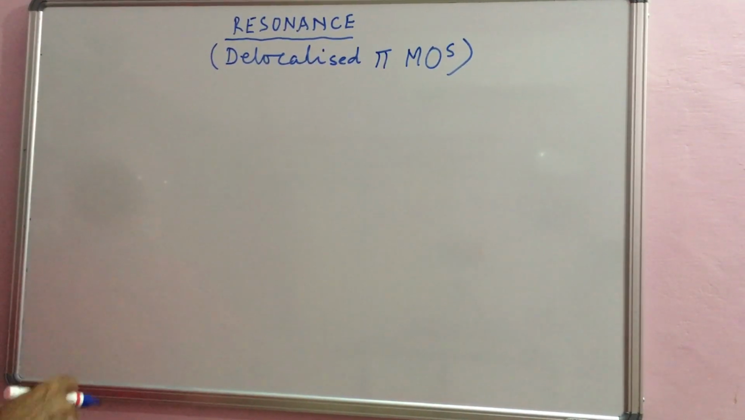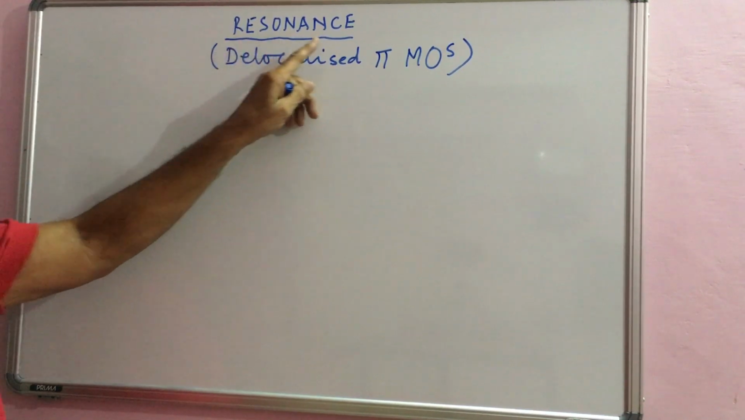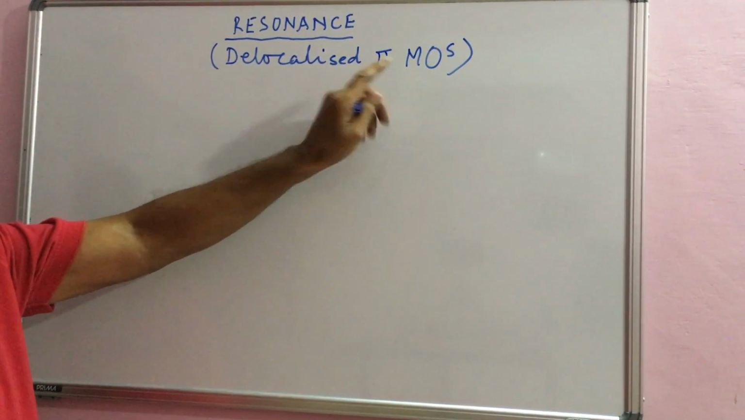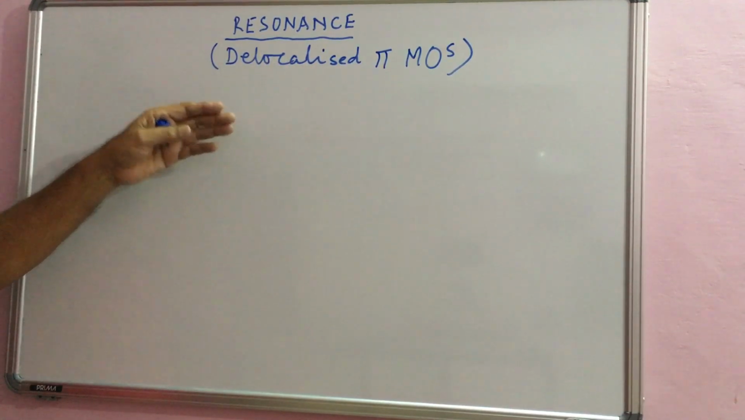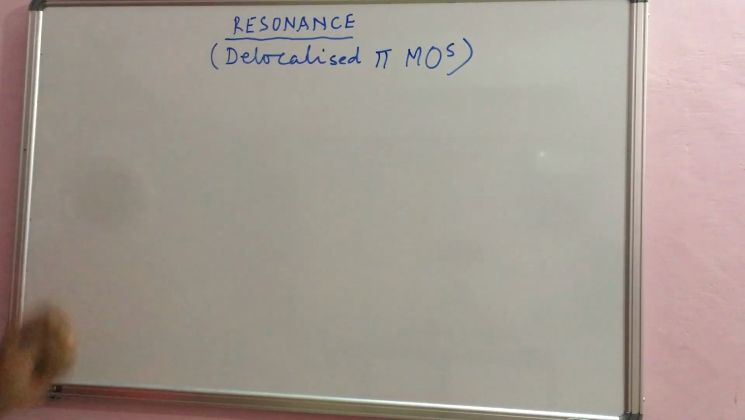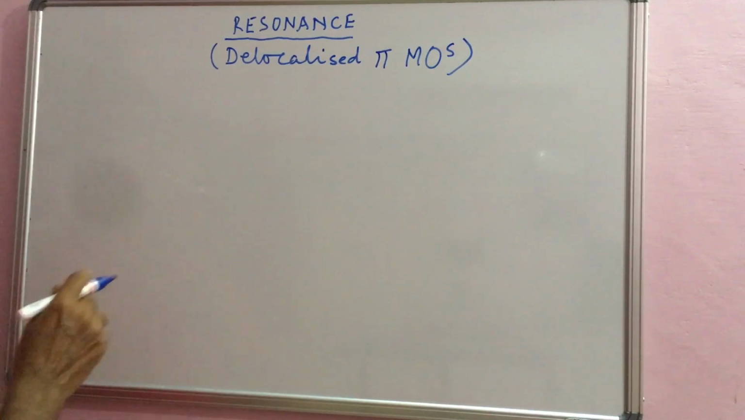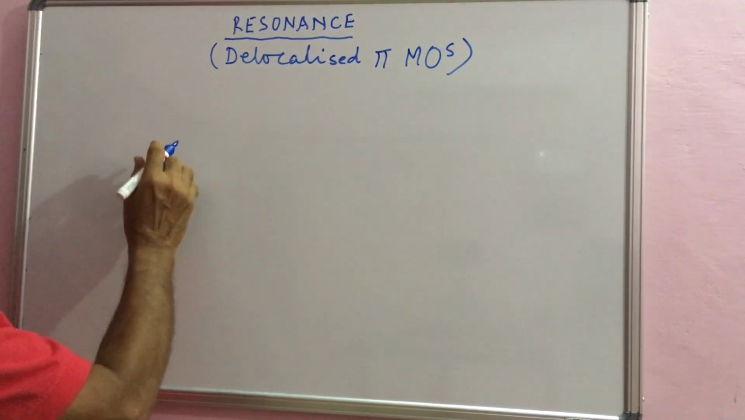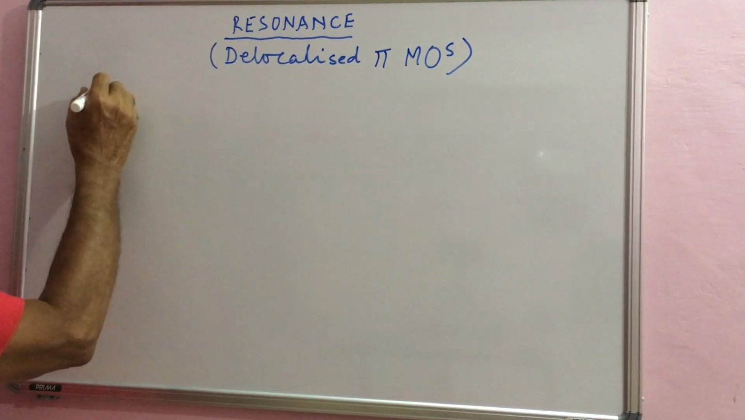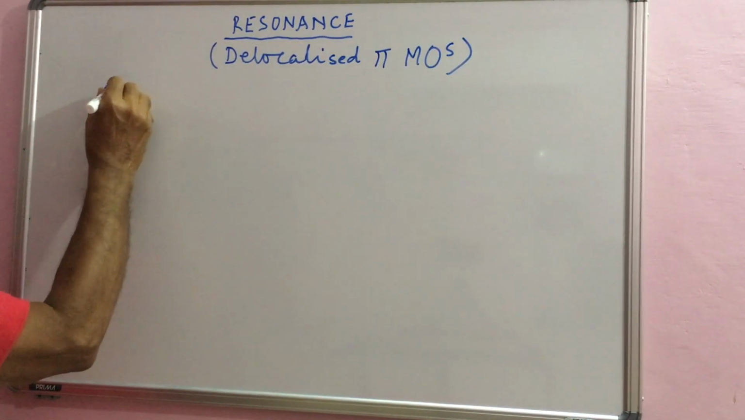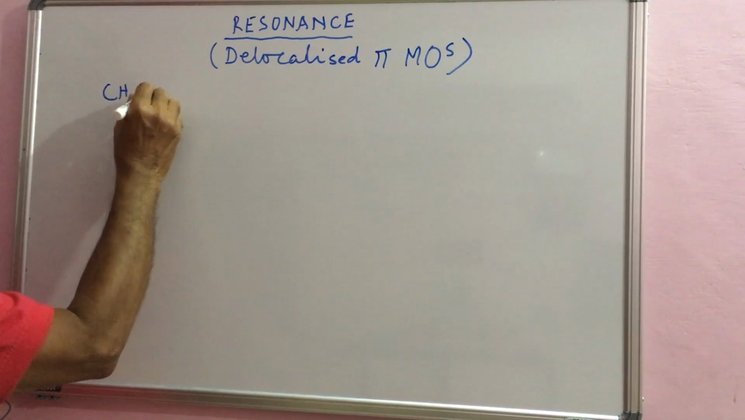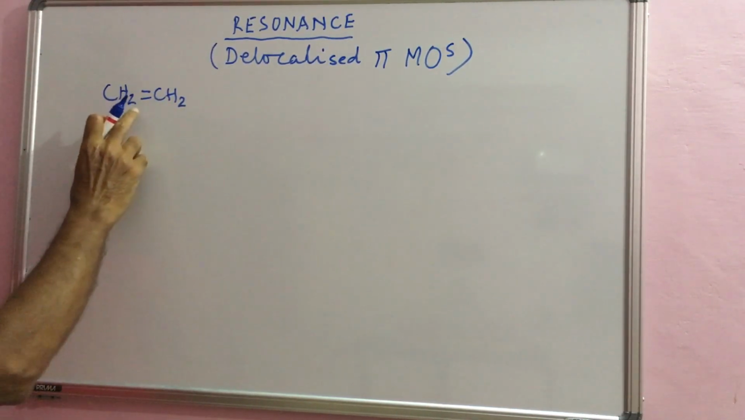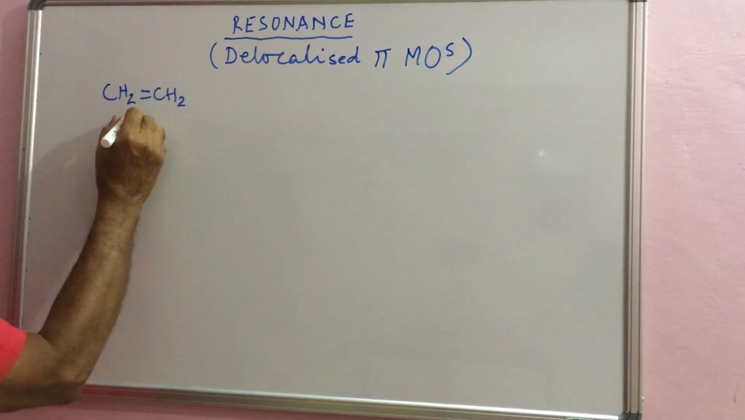We will talk about resonance today. They are delocalized pi MOs. Before starting resonance, we will see first a few reactions. This is ethylene. This is olefinic bond. It is a well known reaction.